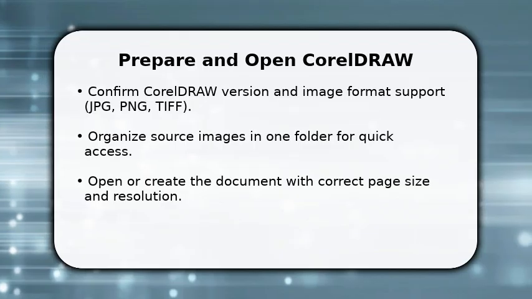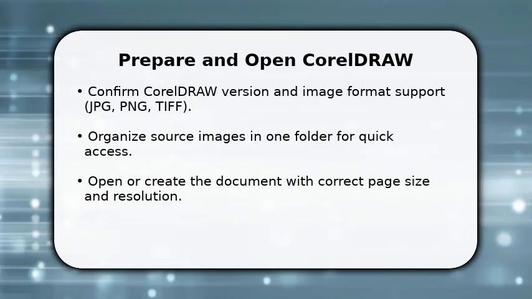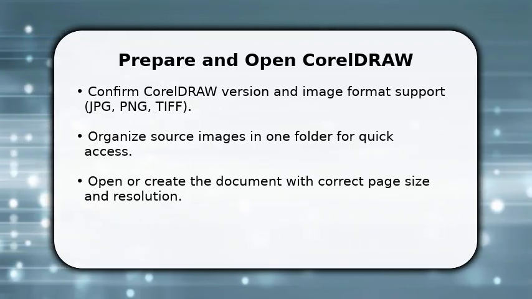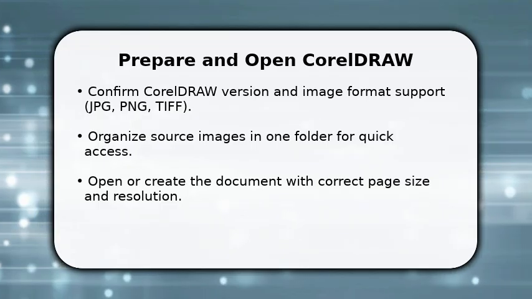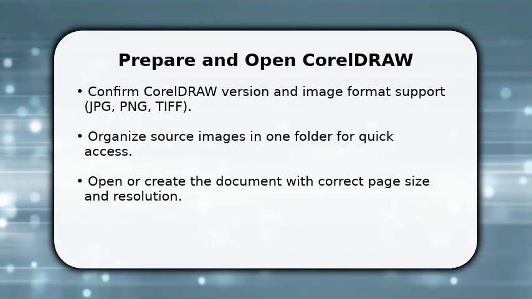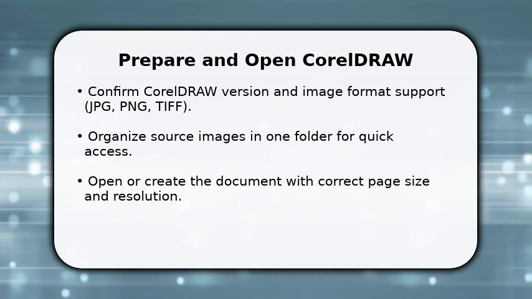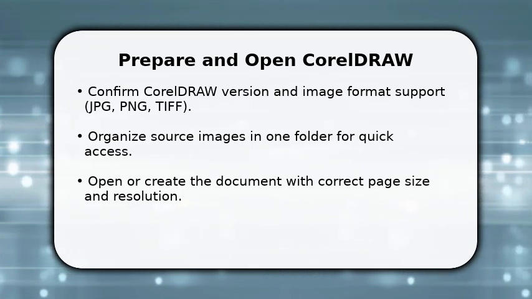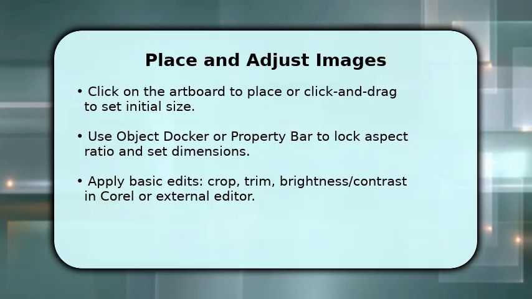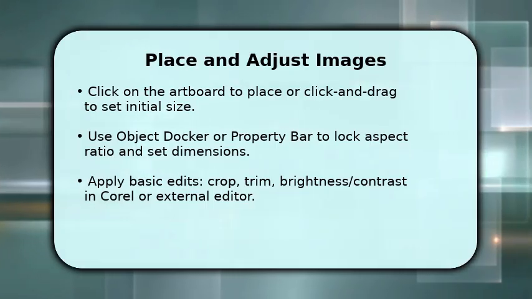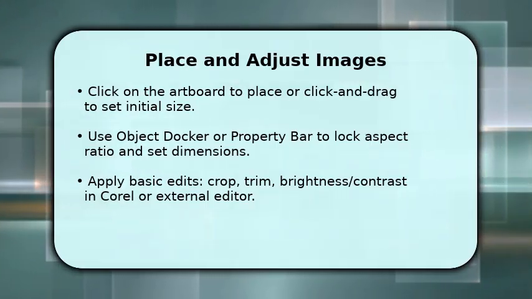Now use File Import or press Ctrl+I to open the Import dialog. Navigate to the folder, select the image, and click Import. Don't place it yet. We'll position and adjust next. After invoking Import, click on the artboard to drop the image or click and drag to define an initial size. This gives you control over placement.